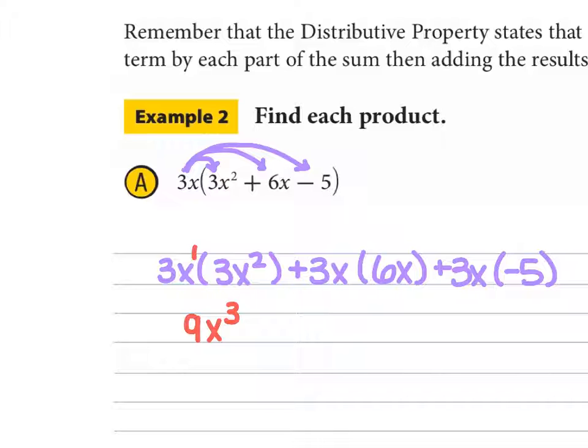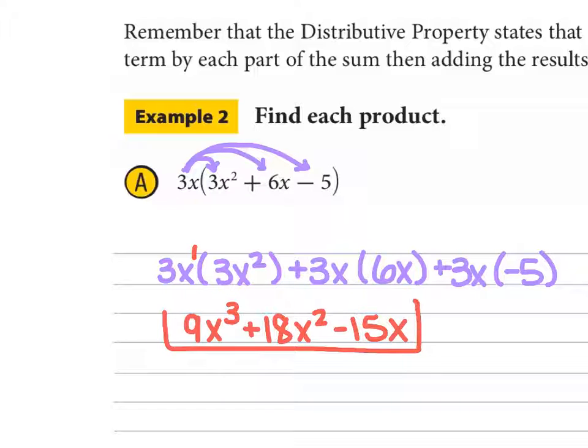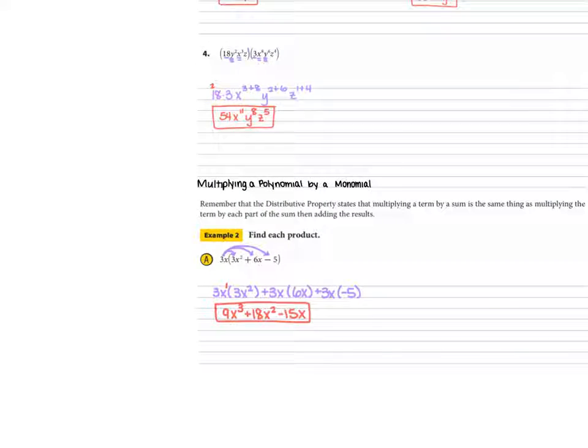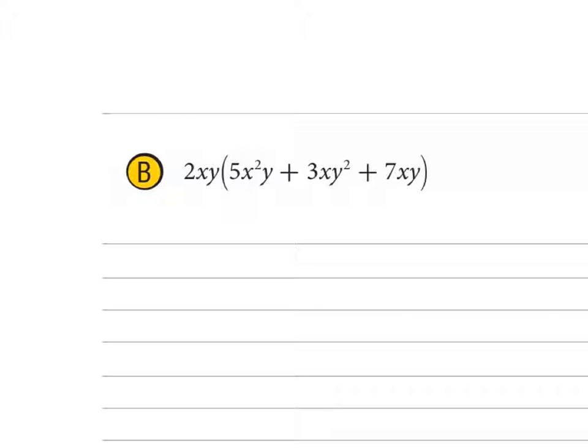The 3x times 6x is going to be 18x squared, and then 3x times negative 5 is negative 15x. So 9x cubed plus 18x squared minus 15x. For example 2b, we have 2xy times 5x squared y plus 3xy squared plus 7xy. So again, we are distributing that 2xy and multiplying it by each term on the inside of those parentheses.